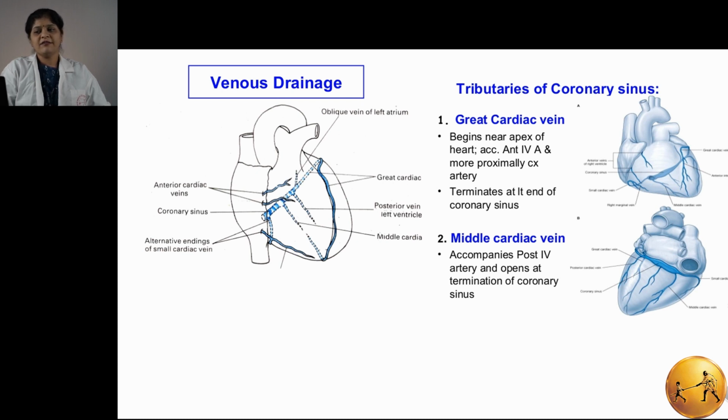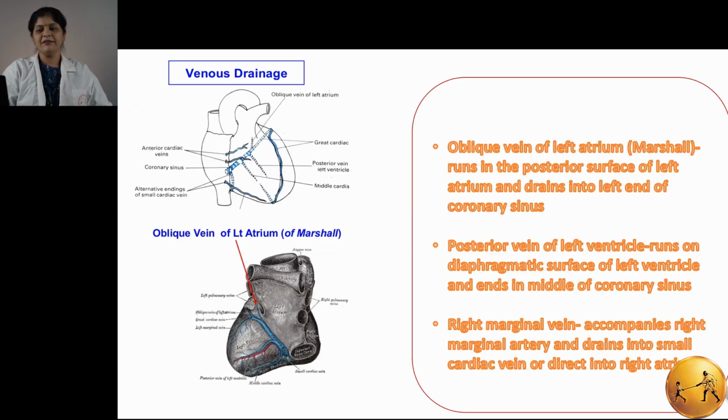Now in the coronary sinus there are many veins that open into it, and these are called tributaries of the coronary sinus. One important vein is the great cardiac vein. In the diagram you can see the great cardiac vein. It begins near the apex of the heart and runs in the anterior interventricular groove, then moves towards the circumflex artery, and it terminates at the left end of the coronary sinus.